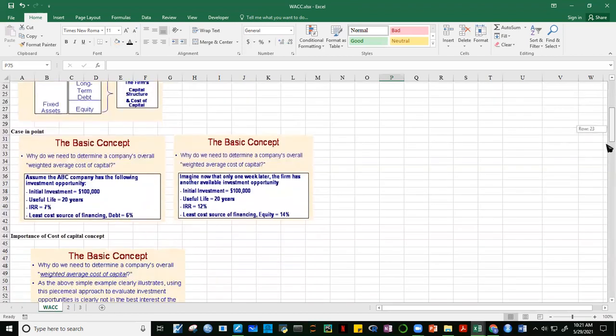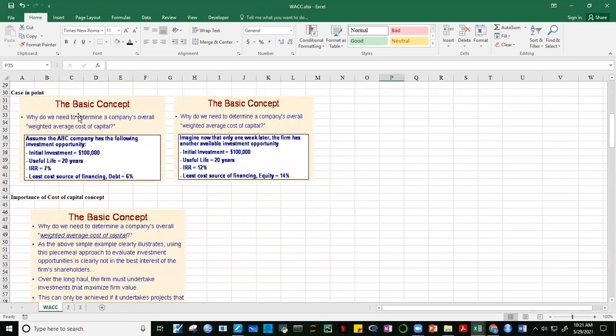Okay? So the basic concept is that importante na malaman natin makompute yung weighted average cost of capital. Otherwise, we might come up with wrong decisions. No? Wrong decisions about, kunyari ito example. So for example, mag-i-invest yung company ng 100,000. Ang useful life ng asset 20 years, IRR 7%. Tapos, kung titingnan lang natin yung debt na source of financing, baka sabihin natin, ay okay yung project nito kasi IRR 7% greater than the cost of debt. No? Cost of debt lang kasi tiningnan dito eh.